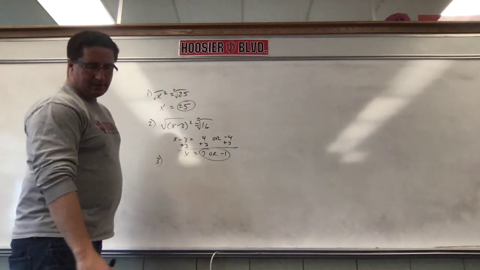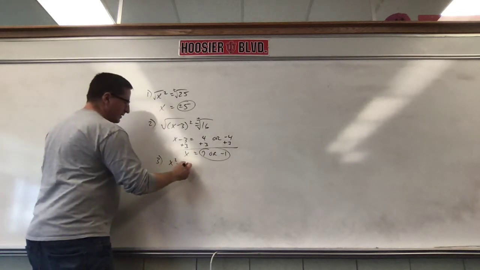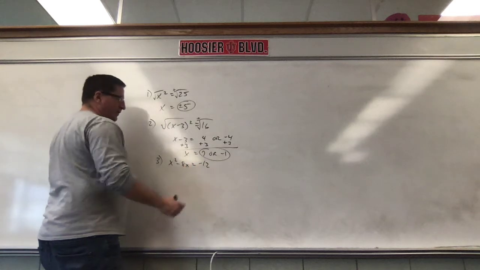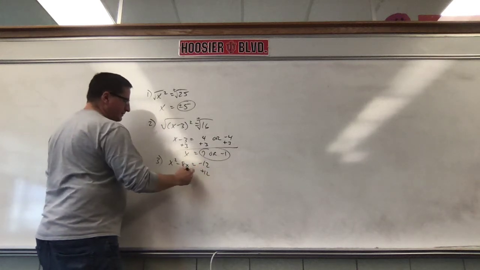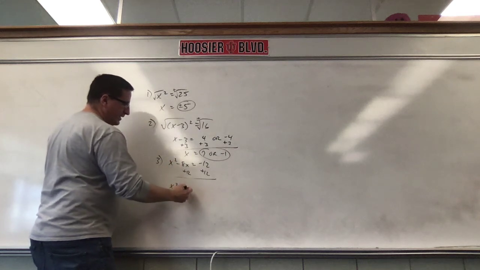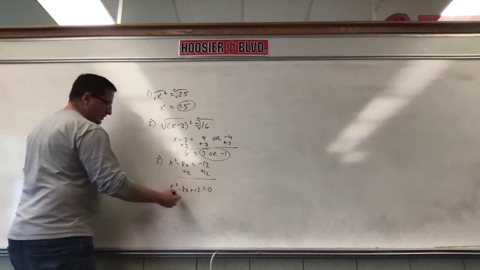Number 3, solve by factoring. x squared minus 8x equals negative 12. Well, if you're going to factor, it has to equal 0 first. So let's add 12 to each side. We have no like terms here, so let's put them in the right order. x squared minus 8x plus 12 is 0. We factor this. x squared is x and x.